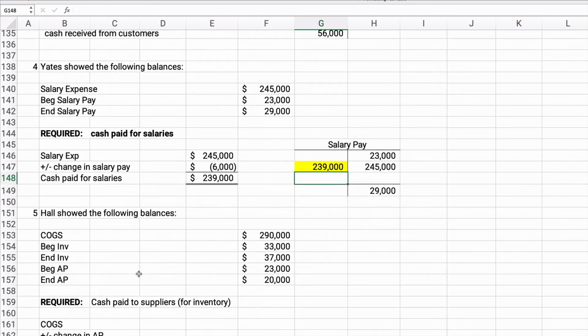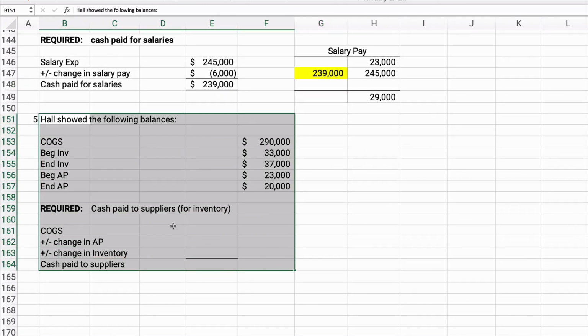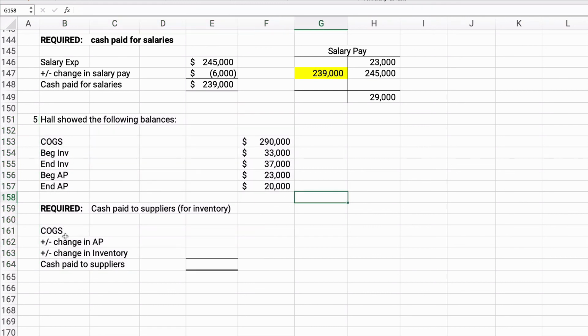All right, last little section here, we have one more, and we need to figure out cash paid to suppliers. Cash paid to suppliers. Now, we're going to say we need cost of goods sold, we need accounts payable, and we need inventory. So what's our cost of goods sold? Our cost of goods sold in this case is 290,000. Our change in accounts payable is going to be the difference in the 23 and the 20. So I'm going to put in 3,000, but let's think if it's positive or negative.